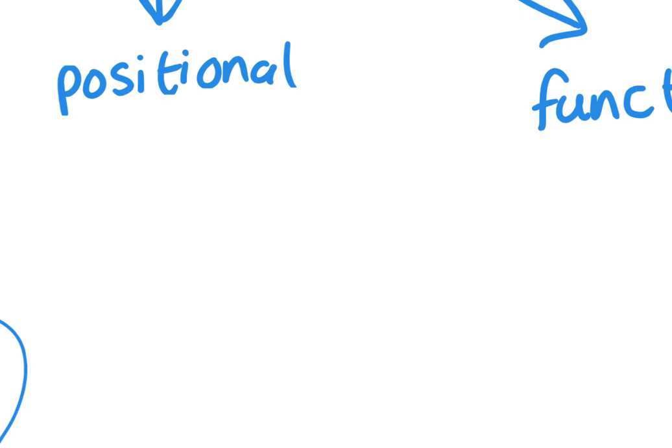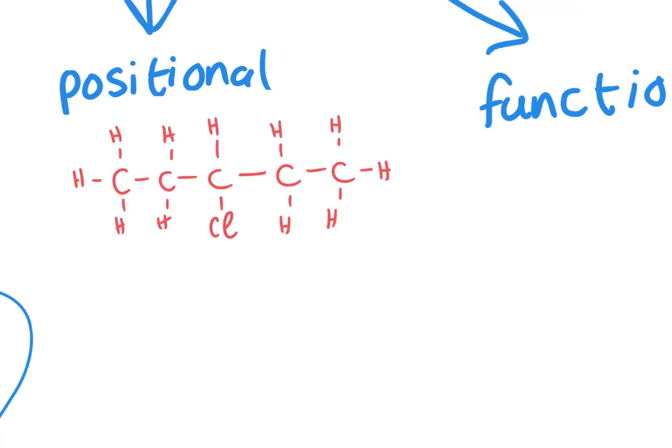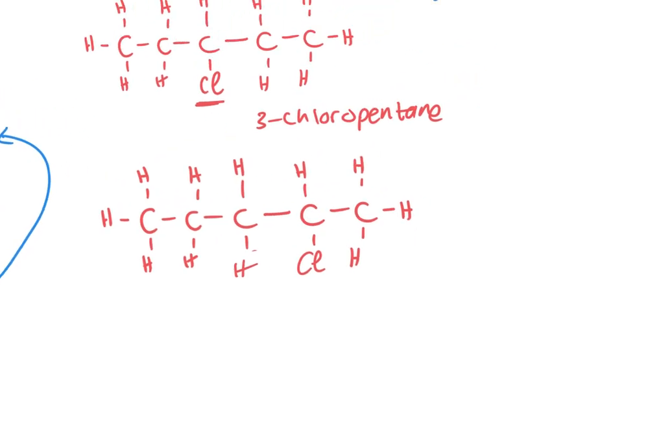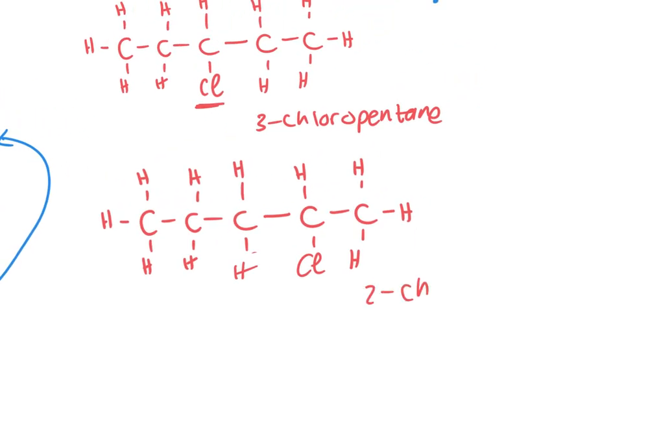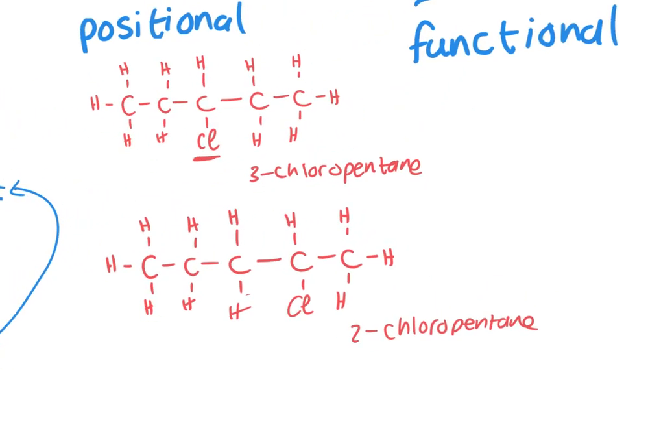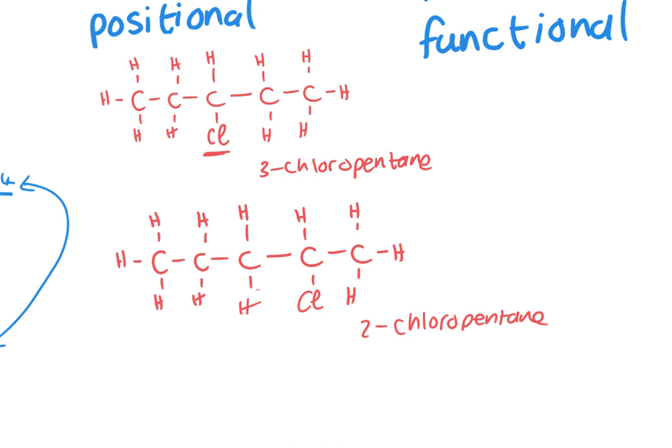It's when you have a normal organic molecule with a side chain or a haloalkane like this, right? And then this would be 3-chloropentane. And this one is 2-chloropentane. Because now instead of being on the 3rd carbon, the chlorine is on the 2nd carbon.